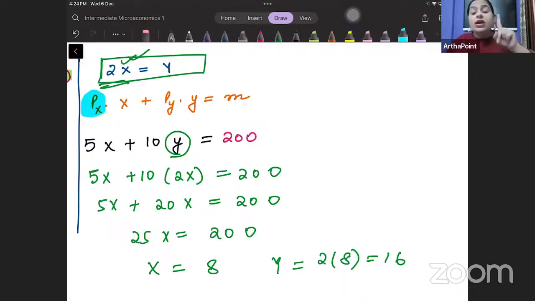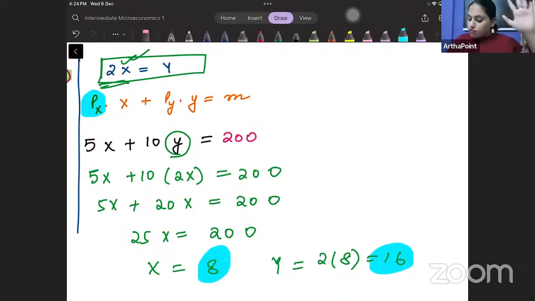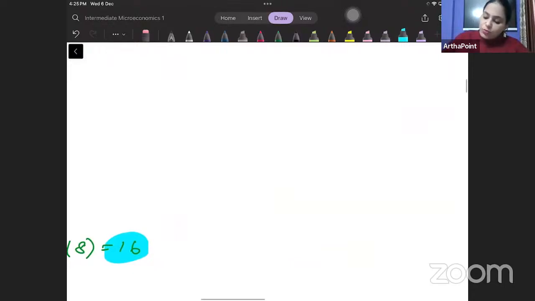क्वेश्चन ने क्या बोला था? He consumes y 2 times of x. Y is coming 2 times of x. So I have satisfied that condition. वो तो मेरी clear हो गई बेटा. Satisfied हो गई ये condition मेरी. So y is coming 2 times of x. ये clear हो गया है हमें. And my equilibrium bundle is 8, 16. बेटा, if it asks you plot करो.